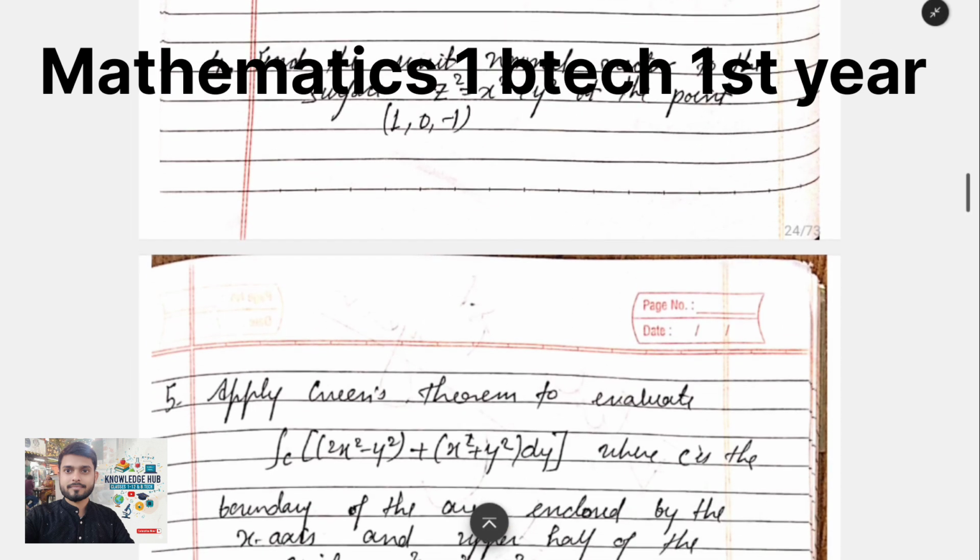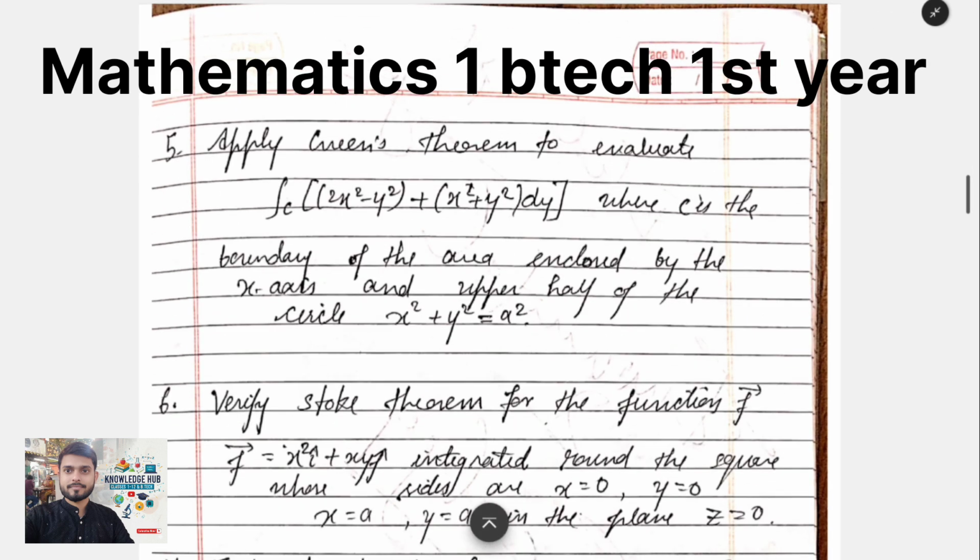Now the fourth question is find the unit normal to the surface z square is equal to x square plus y square at the point (1, 0, minus 1). Now the fifth question is applying Green theorem. Green theorem is basically one type of theorem. If you know what Green theorem is, then you can solve this question.